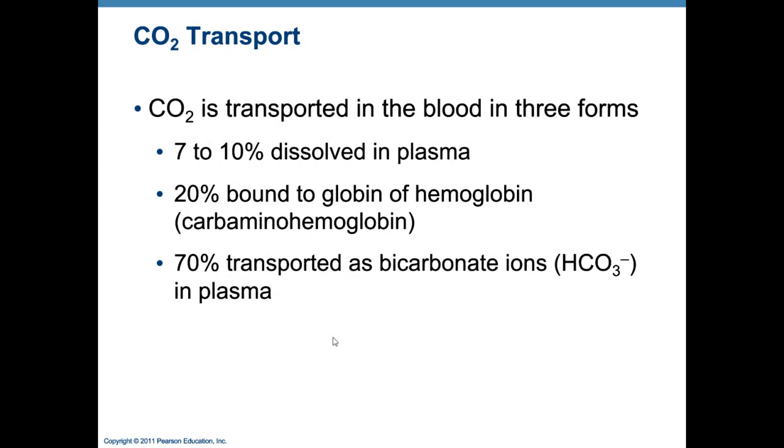All right, now CO2 is a different animal. It's going to be transported in blood in three forms. 7 to 10% dissolved in plasma. 20% is bound to the hemoglobin. We call that carbaminohemoglobin. The vast majority is going to be transported as the bicarbonate ion. And this involves a chemical reaction.